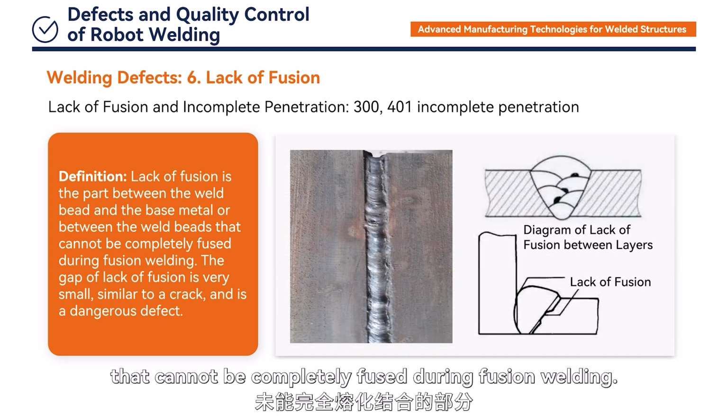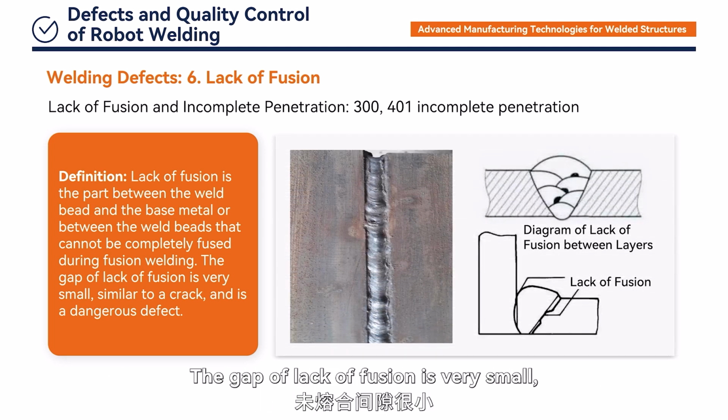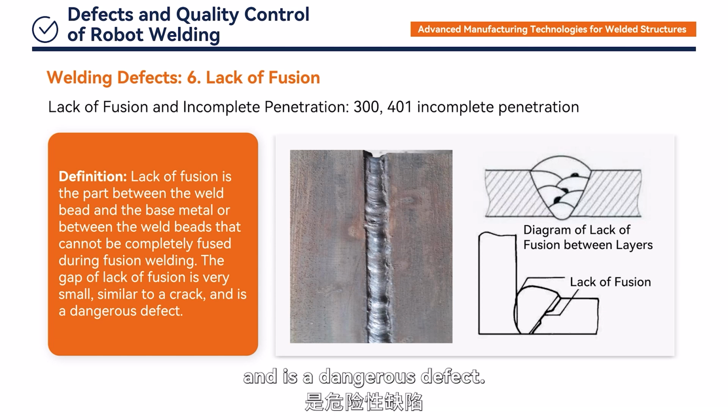Lack of fusion is the part between the weld bead and the base metal or between the weld beads that cannot be completely fused during fusion welding. The gap of lack of fusion is very small, similar to a crack, and is a dangerous defect.